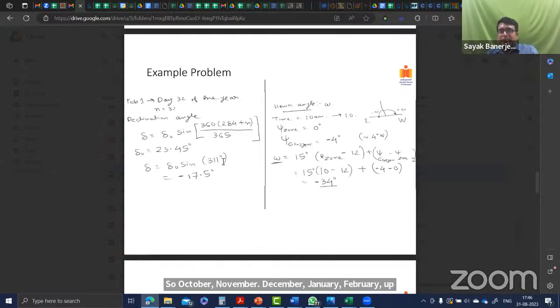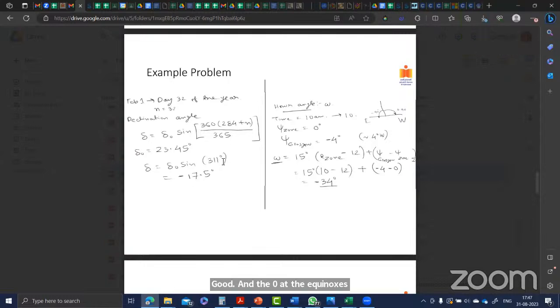So what you can do, it's a good exercise. Put it in an Excel sheet. Put the number of days and change it by say 10. So 1, 10, 20, 30, 40, and find how the delta value is going. And plot it, and you will see it's a sinusoidal curve with plus 23 and minus 23 at each end, and 0 at the equinoxes. Okay, thank you, sir.